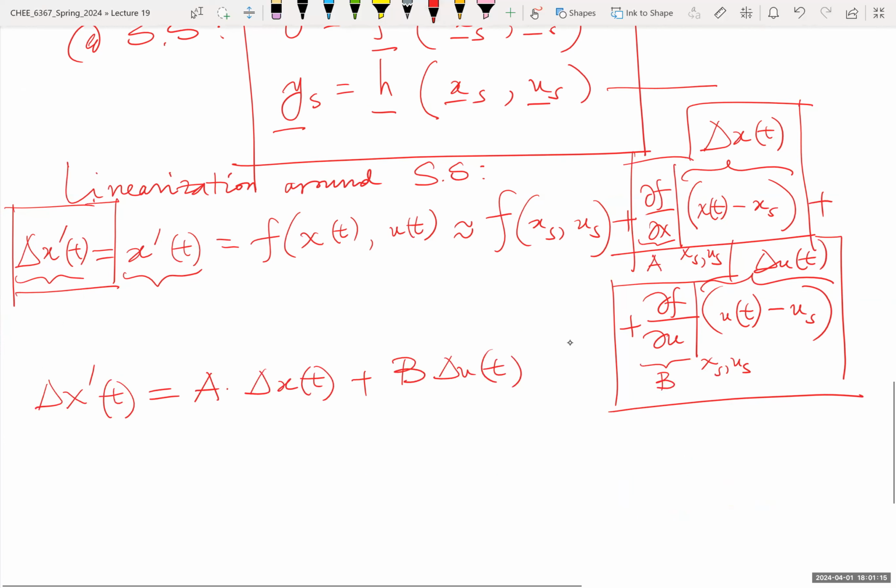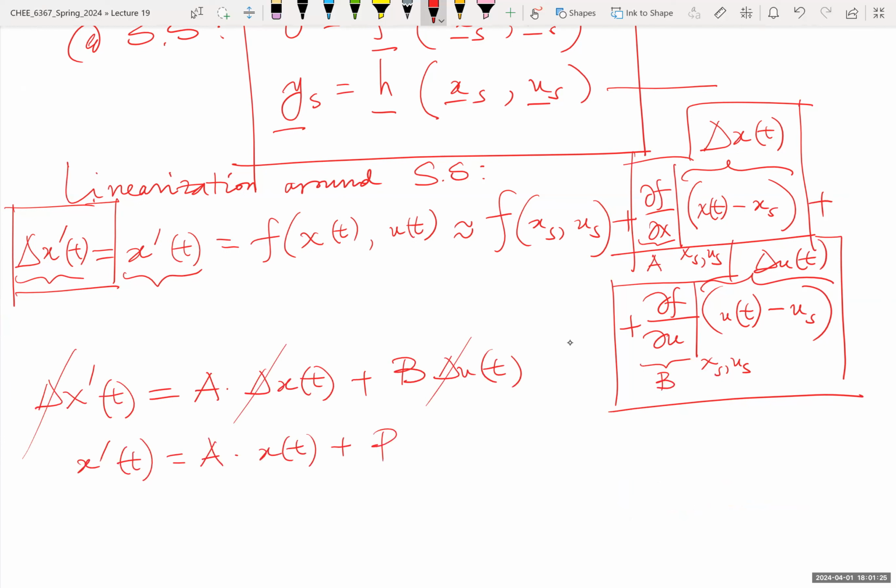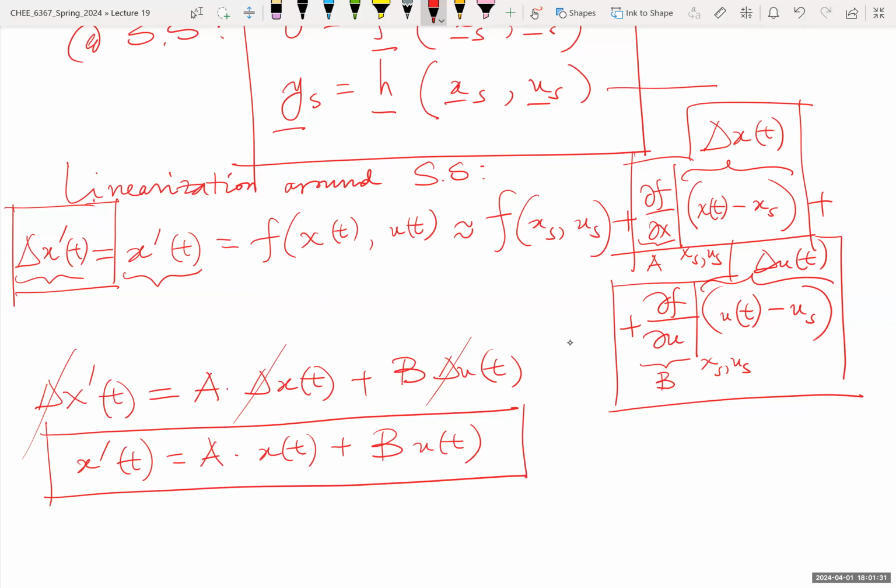And most of the time, these deltas are removed because it's a lot simpler to just write the state space system in this form, with the implicit understanding that everything is in deviation form. Okay. This equation, x prime equals Ax plus Bu, is, according to some statistics, the most widely studied equation in the history of engineering.